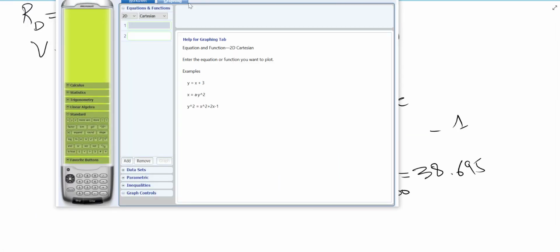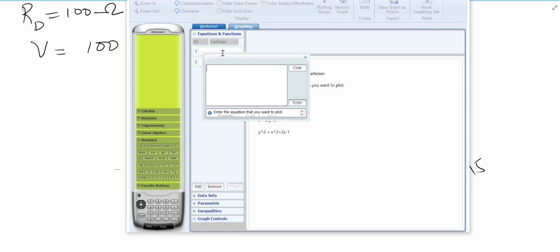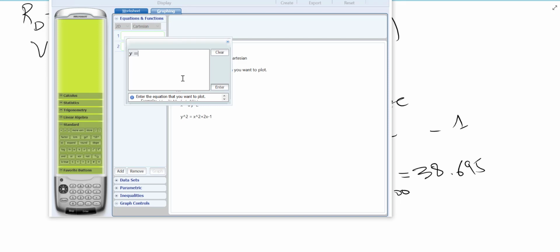So what I want to graph is the following function. I don't know if you guys can see this function or not, but let me see. I'm graphing y equals x over 5 times 10 to the x over, open parentheses, 5 times 10 to the power 11, close parentheses.